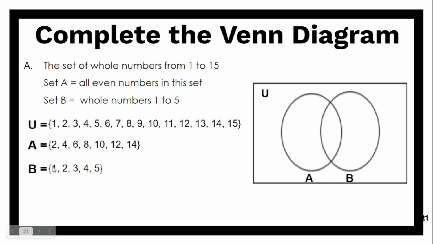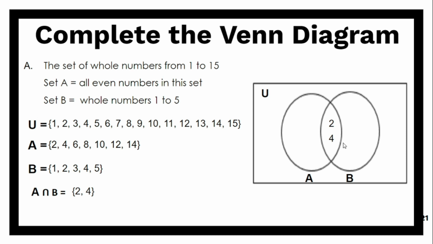Now, we have here universal set, set A, and set B already. So, kagaya kanina, ano yung uunahin natin? We need to look for the intersection first. Okay, so what is A intersection B? Ano daw pinagkatulad ni A and B? So, we have 2, another is 4. Correct? So, we have the intersection of A and B, 2 at 4. So, we have there intersection 2 and 4.